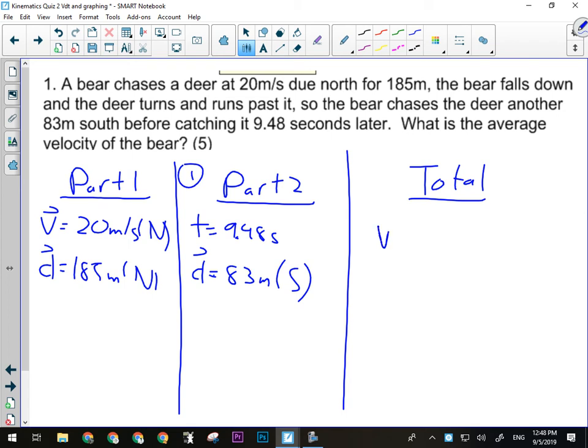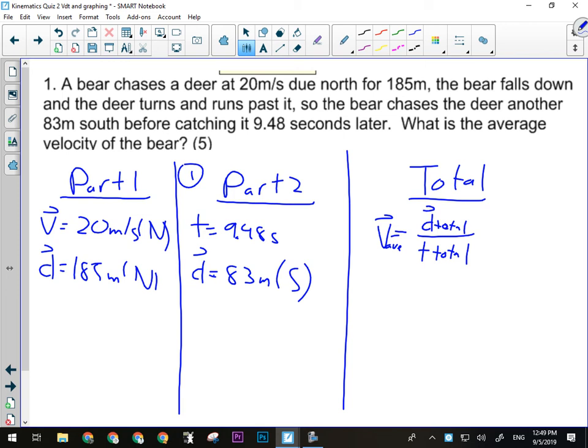The question wants to know the average velocity over the entire trip. Average velocity is the total displacement divided by the total time. So I need to know what the total displacement of the bear is over the 2 parts and the total time for the running.